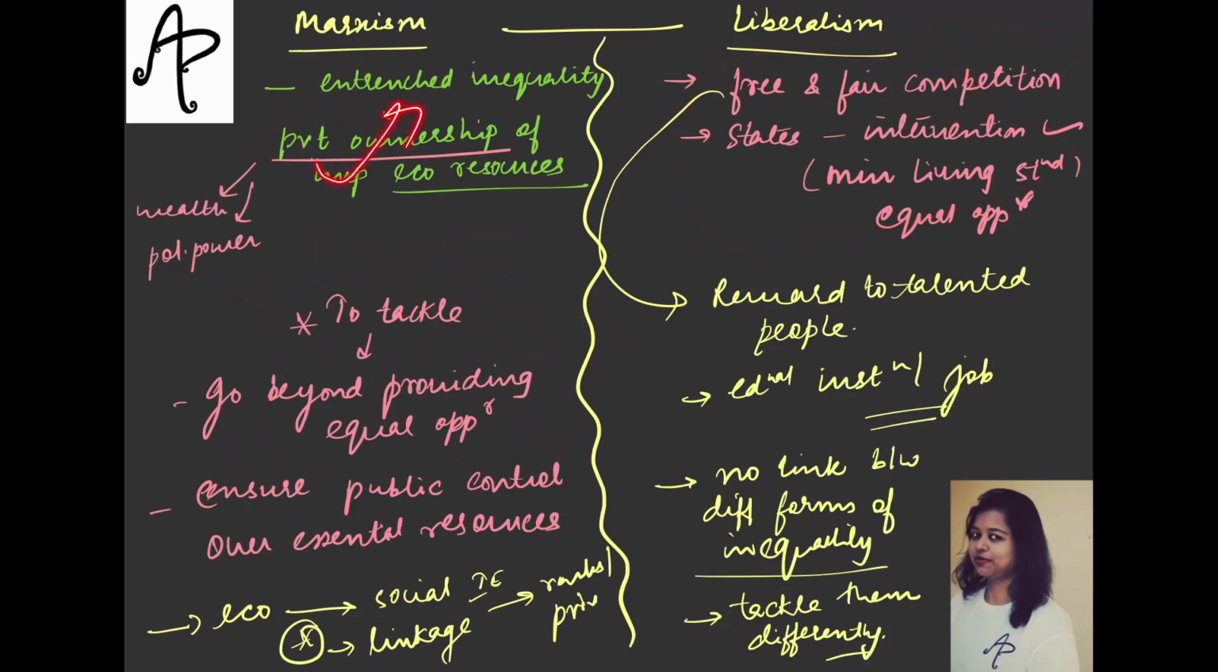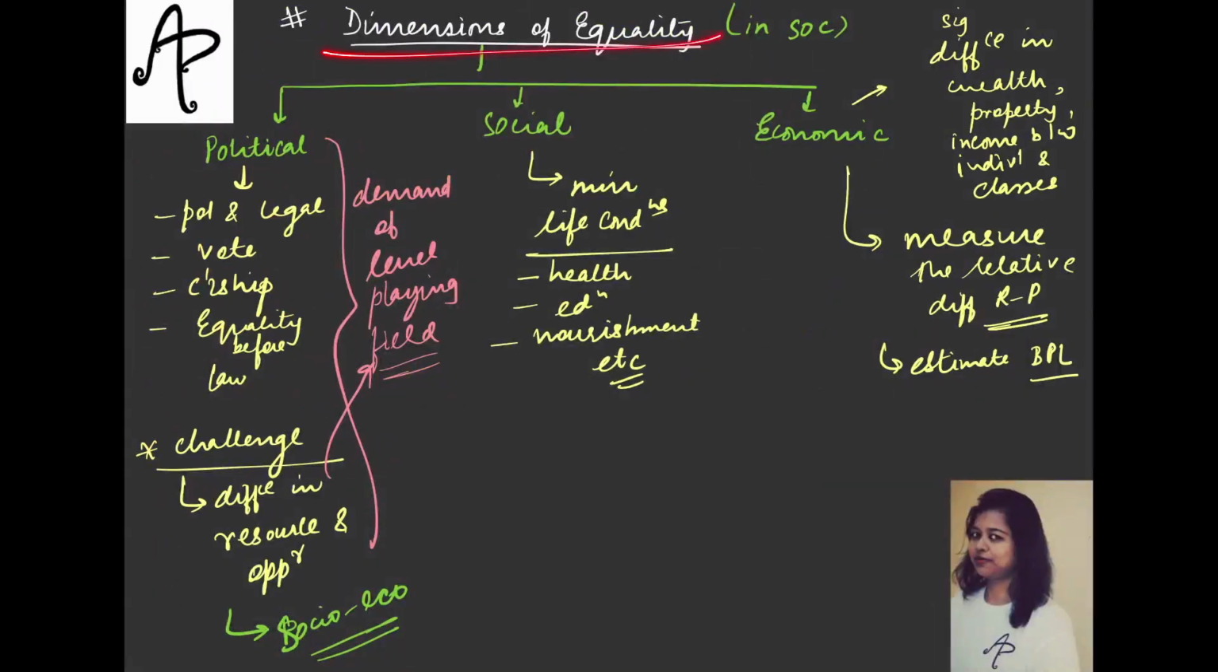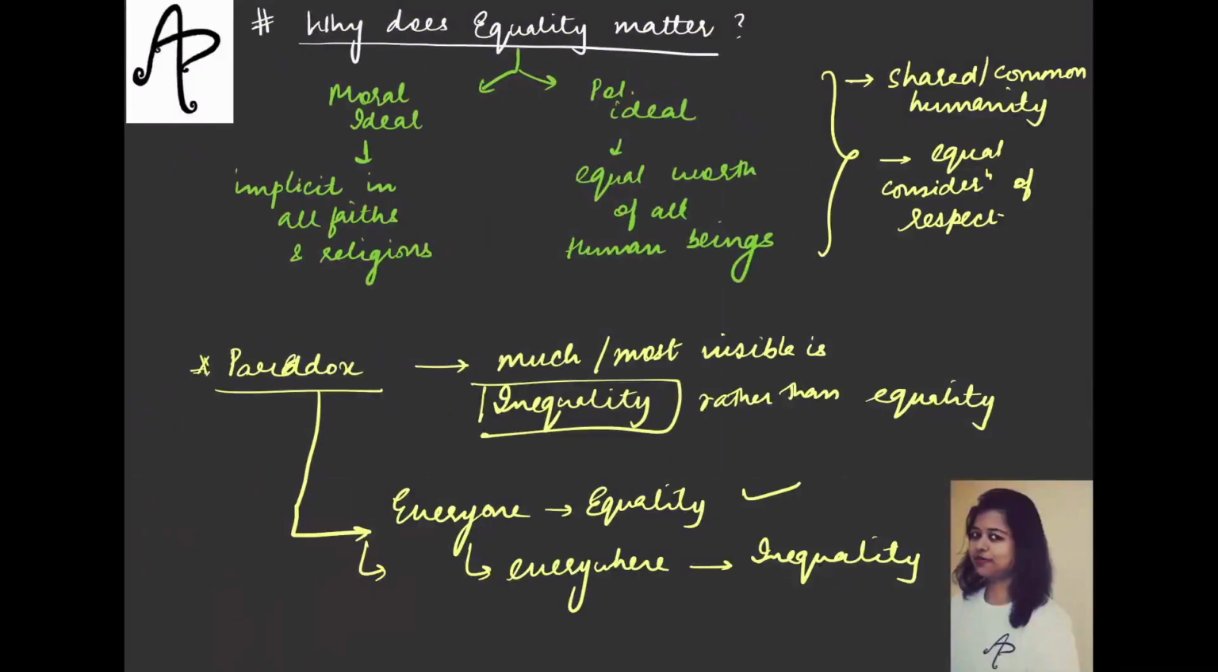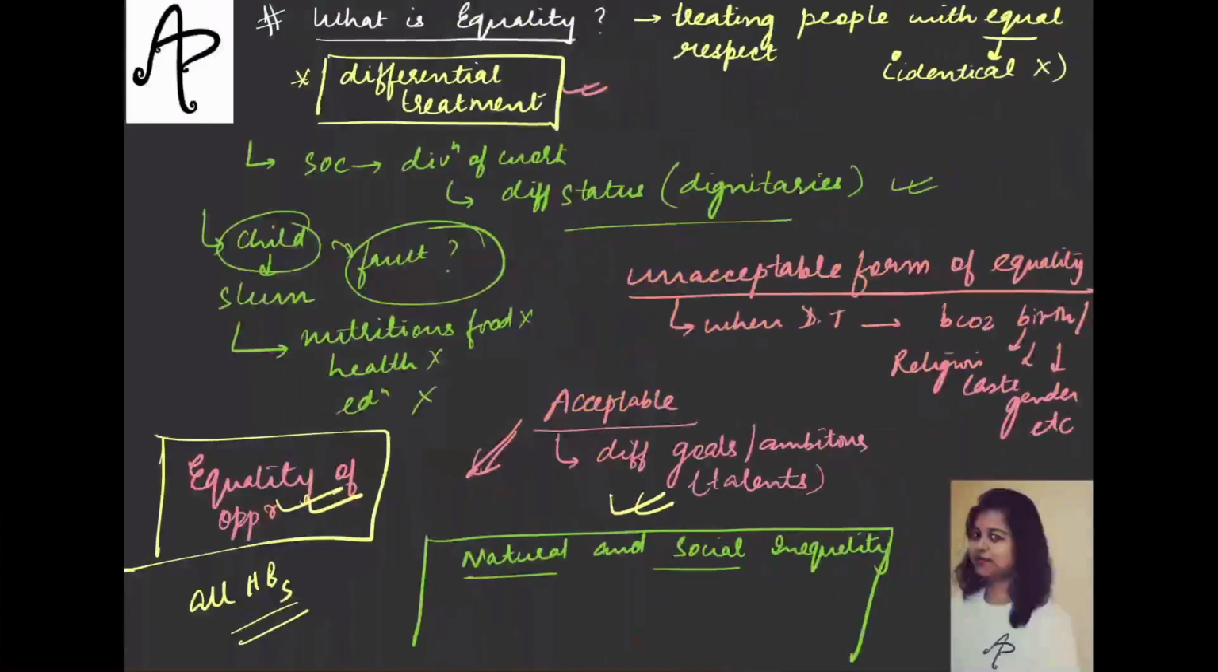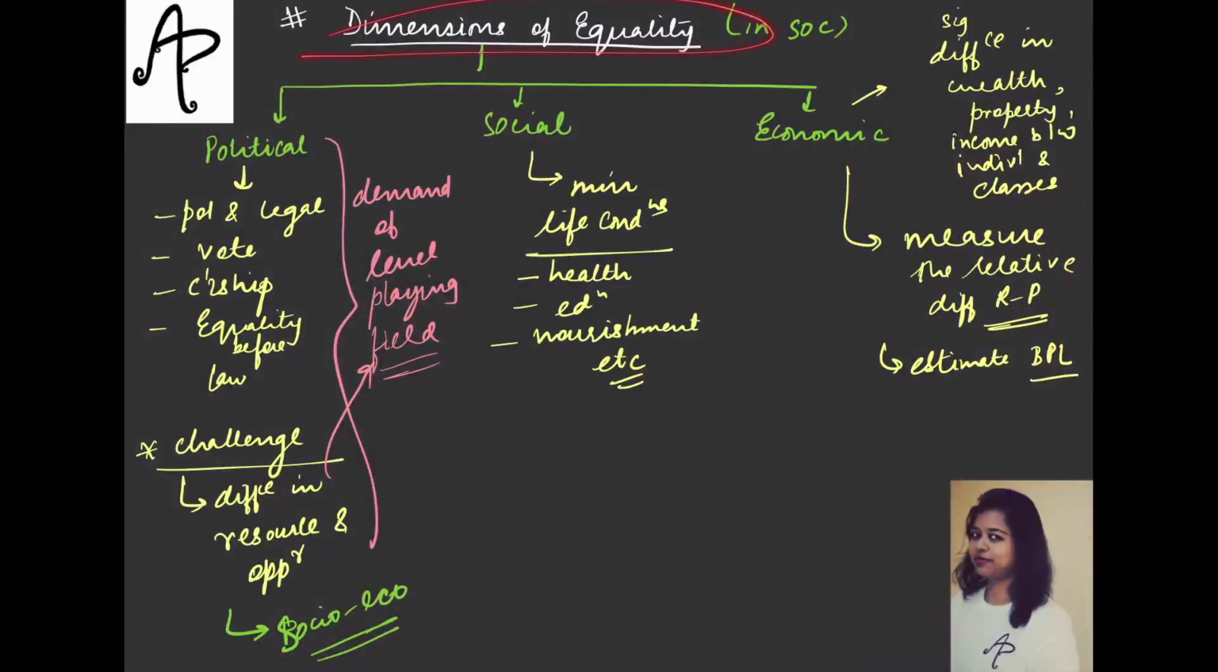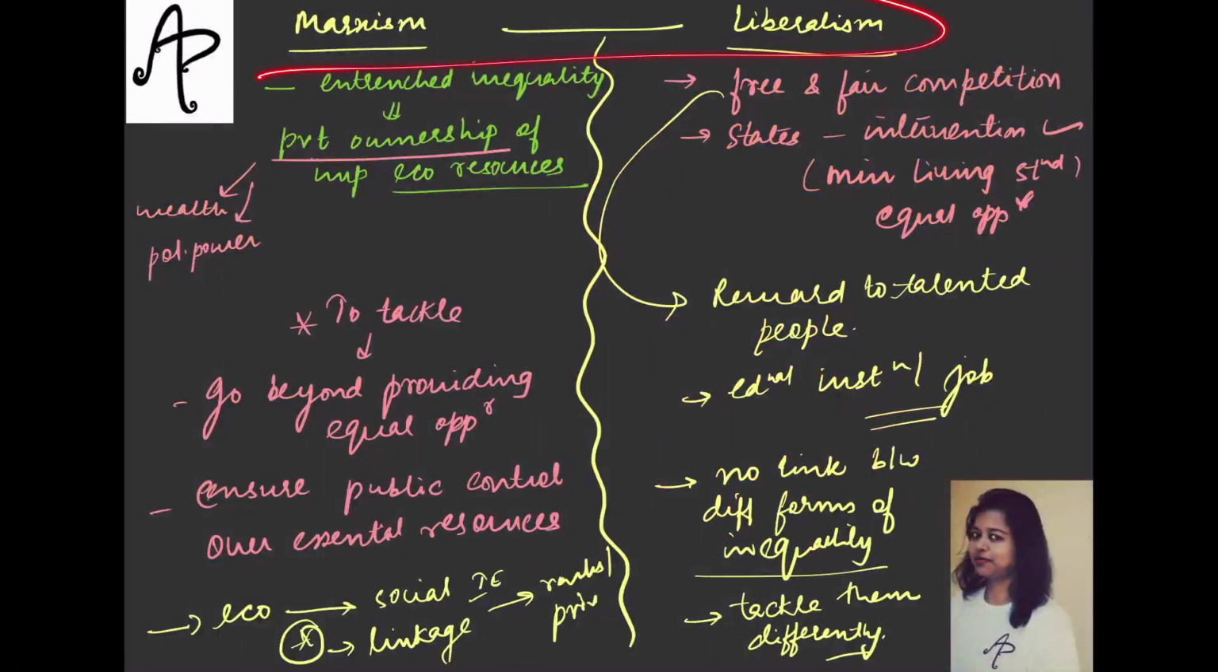Here, the idea being given is that you have to move ahead, equal opportunity alone will not do anything. The state should have public control over the essential resources, and not private ownership. So these are the broader differences. These are the three major headings that we have understood: why does equality matter, what is equality, and then dimensions of equality within these two major political ideologies. There are many, but we are just restricting ourselves to the contents of the NCERT.